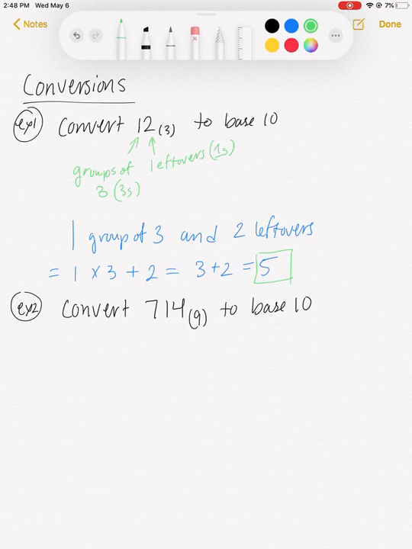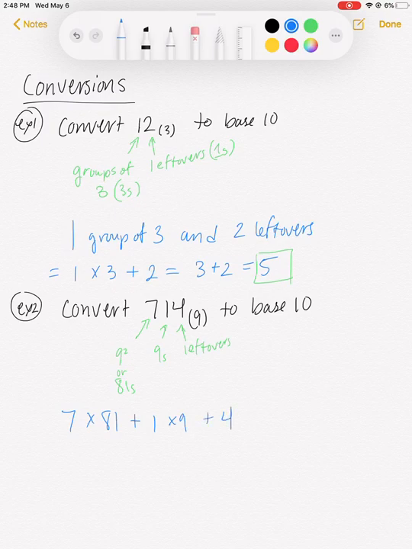Okay, so analyzing the number by place value, leftovers. This one right here is groups of 9, the 9's place. This one right here is groups of 9 squared, or 81, the 81's place. Okay, so let's go ahead and analyze the amount in each group, of each group in each place. So we have 7 times 81, adding on 1 times 9, leftovers 4.